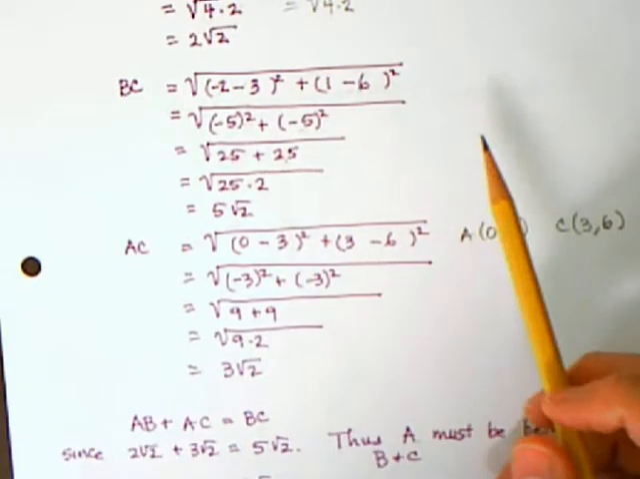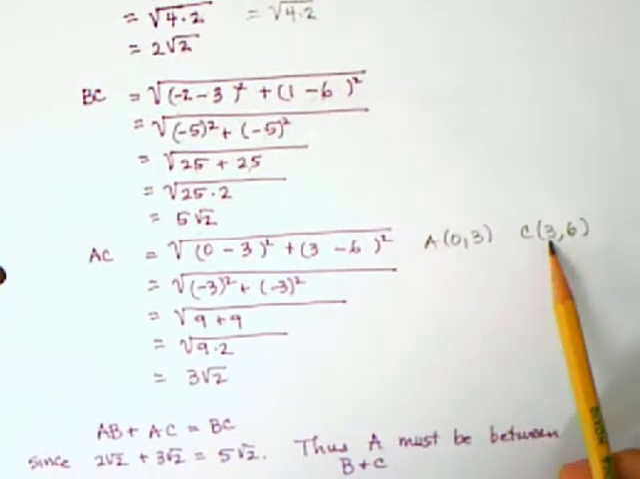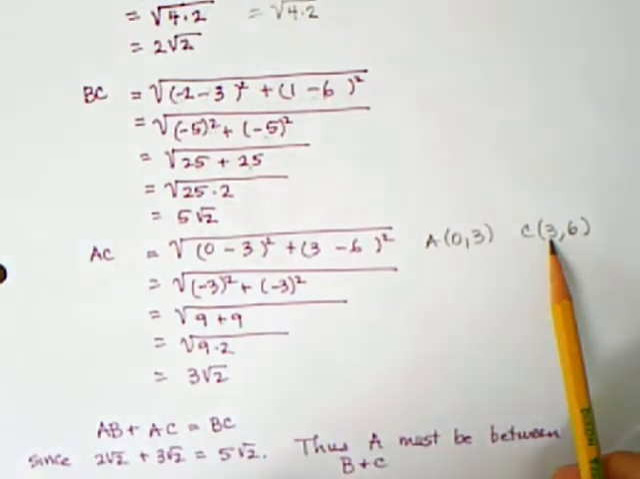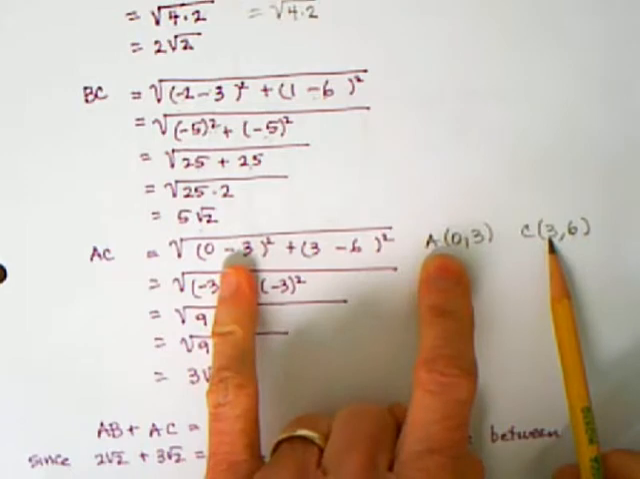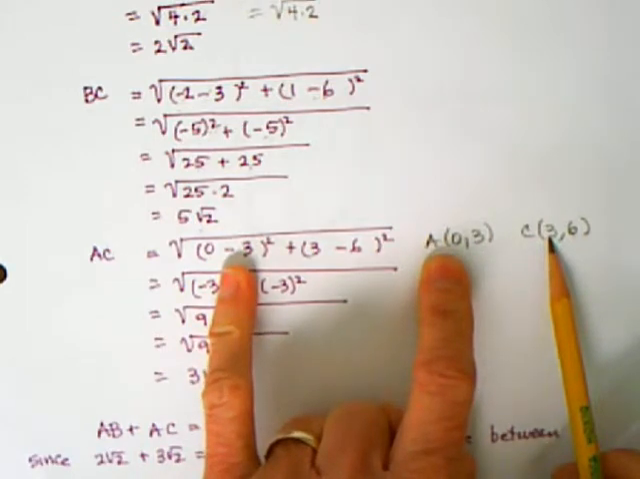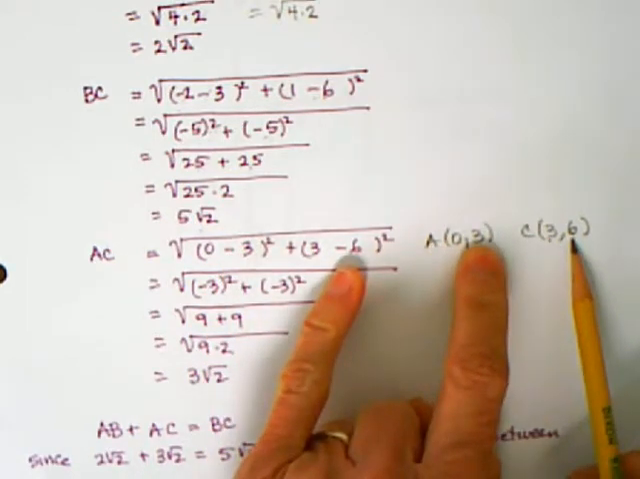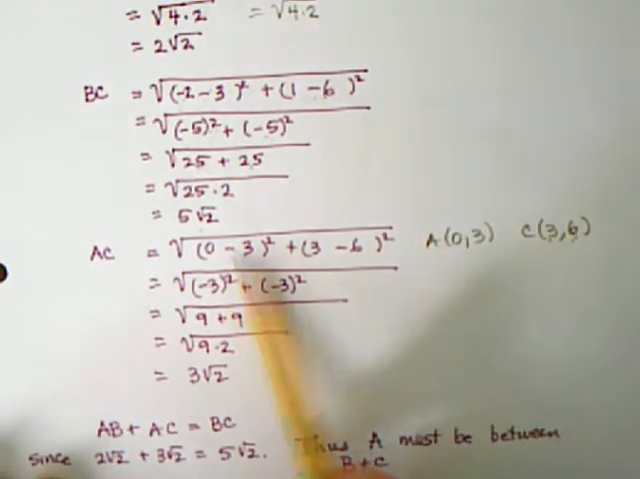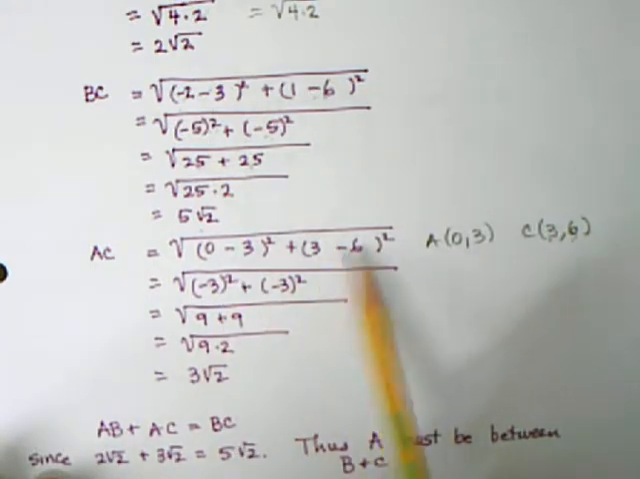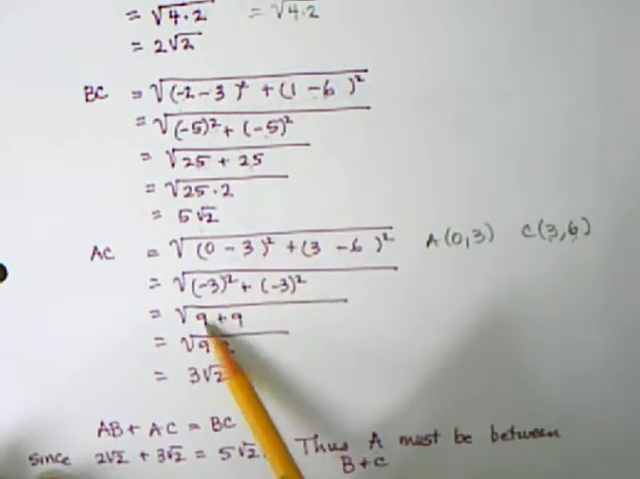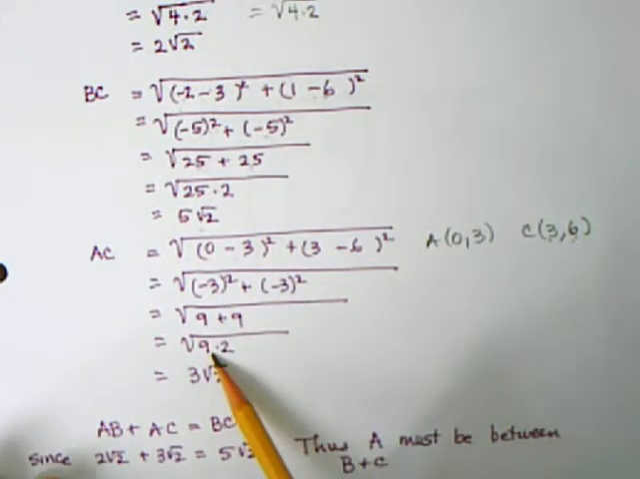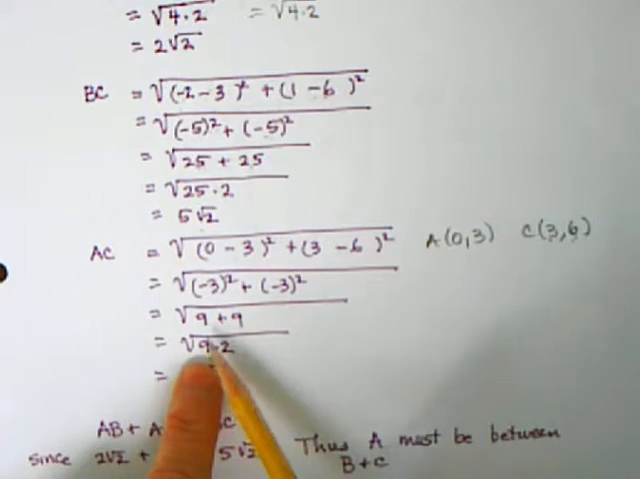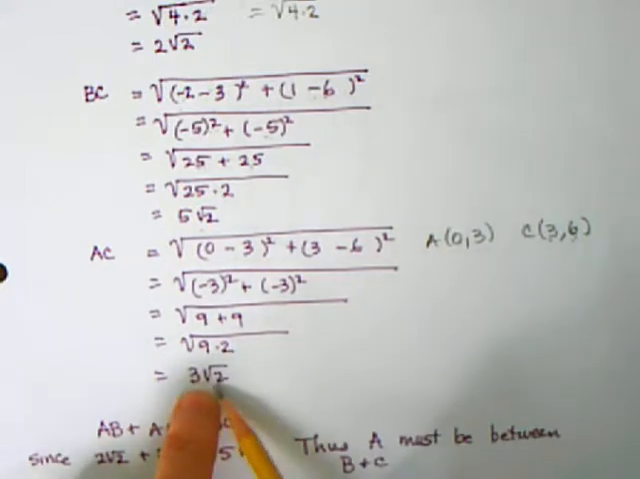Got to do it one more time here. AC. So my point A is 0, 3, and my point C is 3, 6. So the difference in the x's is 0 minus 3. And now we have the difference in the y's, 3 minus 6. Okay, 0 minus 3 is negative 3. 3 minus 6 is negative 3. Those both have to be squared. That's 9 plus 9. By now we're used to this little trick. That's 9 times 2, and that's 3 radical 2.